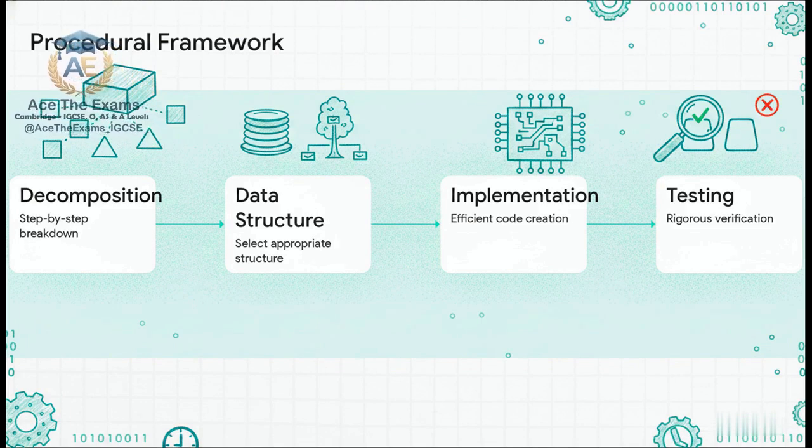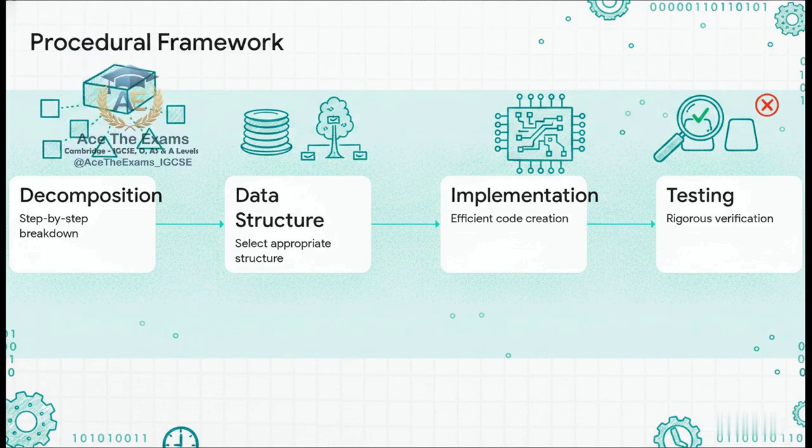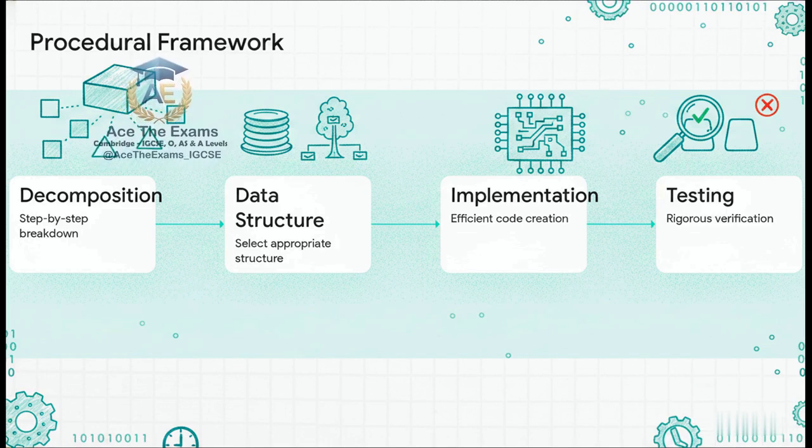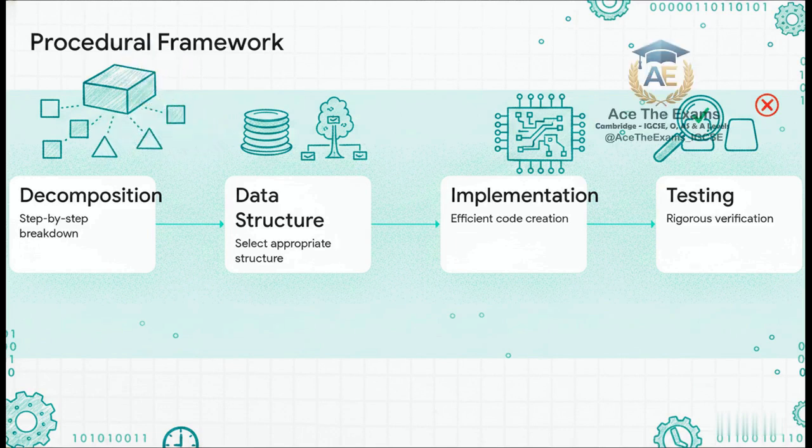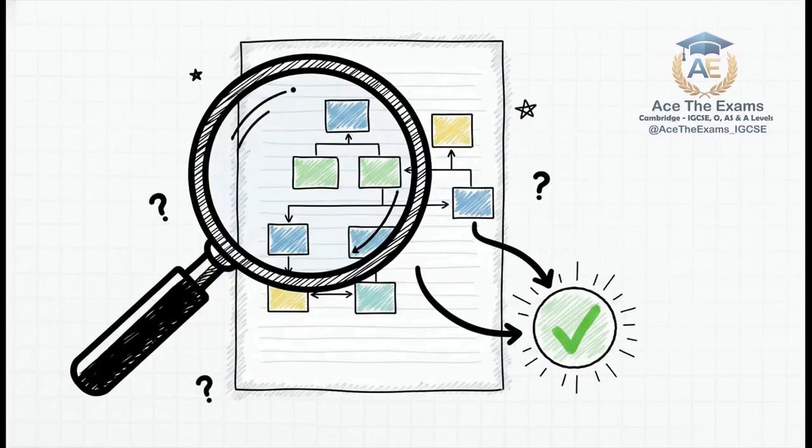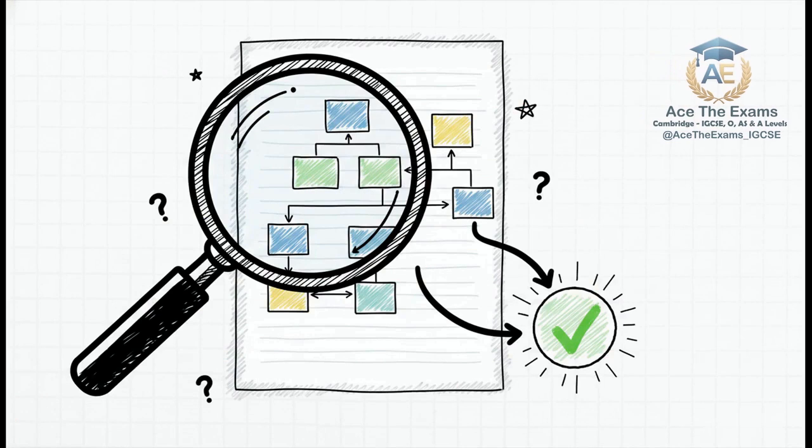Step 1. Step-by-step decomposition. You break that massive, intimidating problem down into logical, bite-sized pieces. Step 2. Appropriate data structure selection. You pick the right tool for the job. Step 3. Efficient code implementation. And Step 4. Rigorous testing to verify your results. This standardized sequence is exactly how you tame the chaos and extract meaningful conclusions from raw data under extreme exam pressure. Now, pay close attention because this is absolutely crucial.